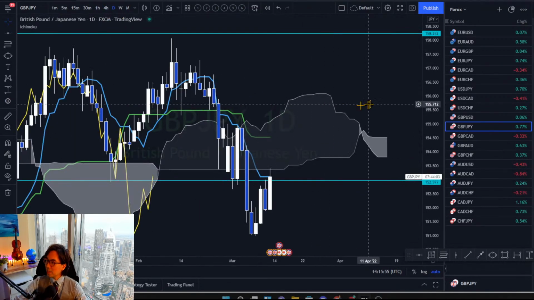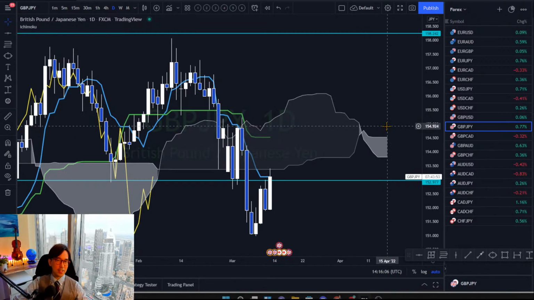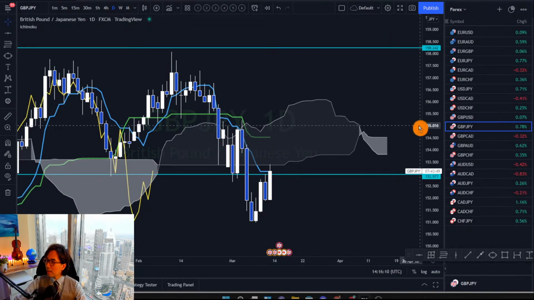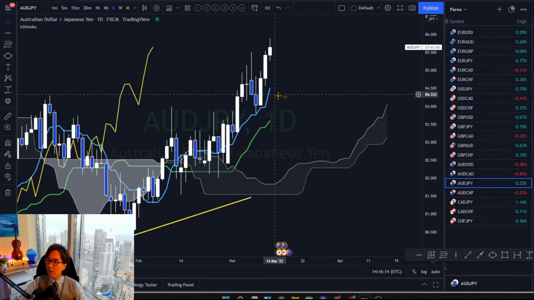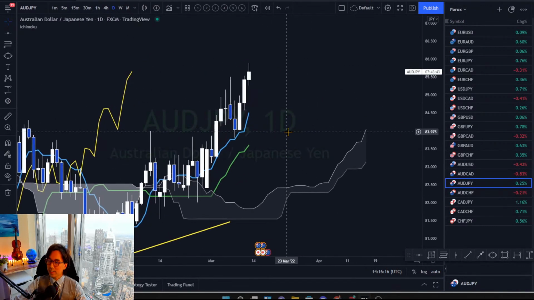So let me cover two other JPY pairs, which are AUD JPY and Swiss franc JPY, and also CAD JPY. So three JPY pairs, and then come back to your comments. Okay, so now let me go to AUD JPY, and here is the daily chart.